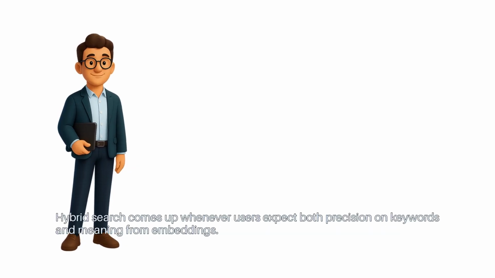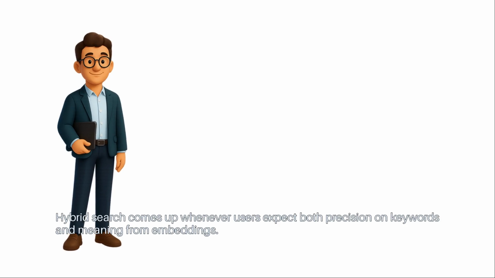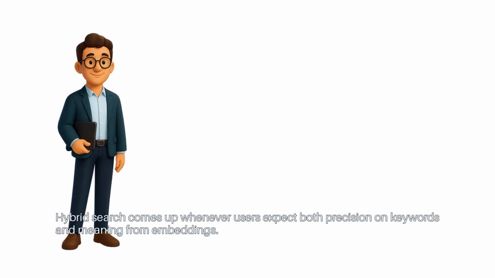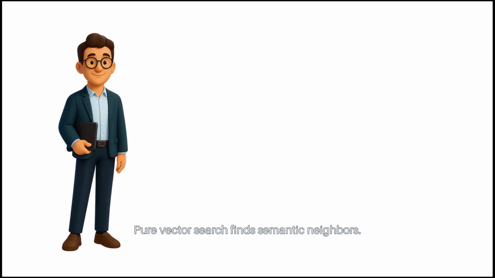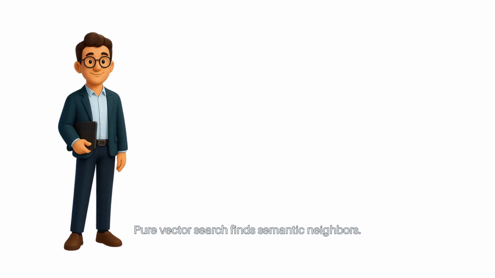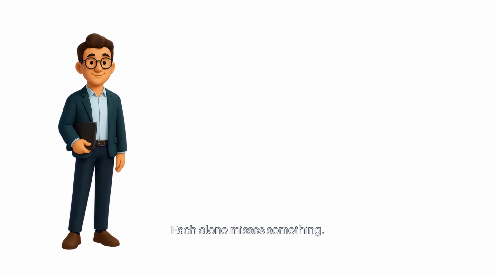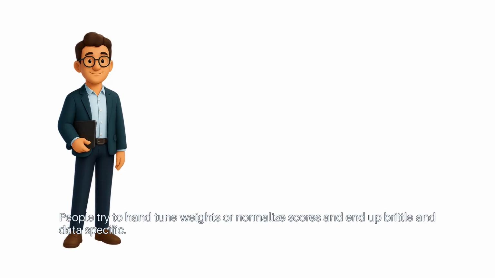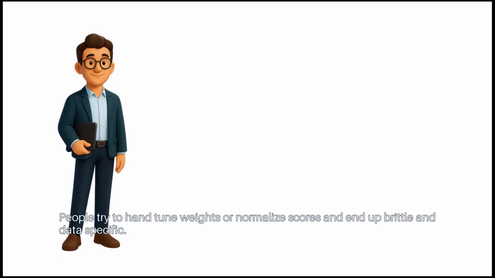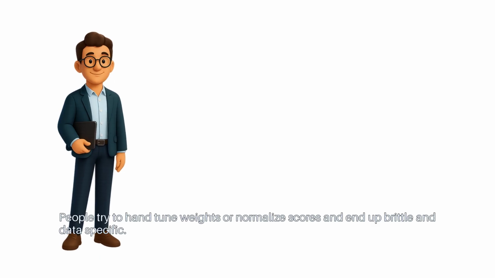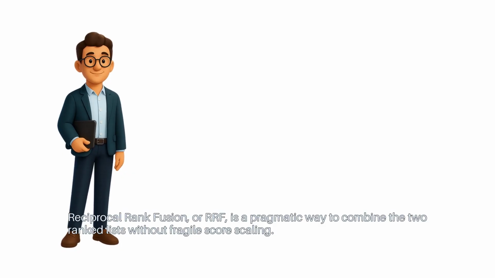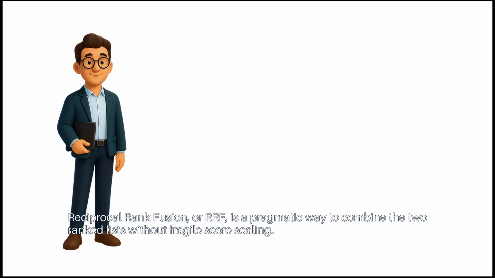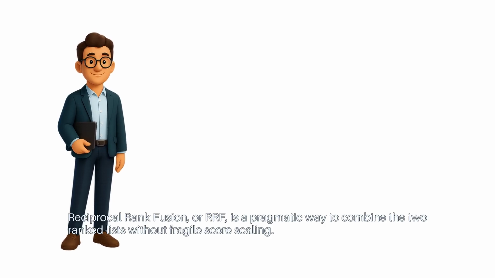Hybrid search comes up whenever users expect both precision on keywords and meaning from embeddings. Pure BM25 finds exact or near exact keyword matches. Pure vector search finds semantic neighbors. Each alone misses something. People try to hand-tune weights or normalize scores and end up brittle and data-specific. Reciprocal Rank Fusion, or RRF, is a pragmatic way to combine the two ranked lists without fragile score scaling.